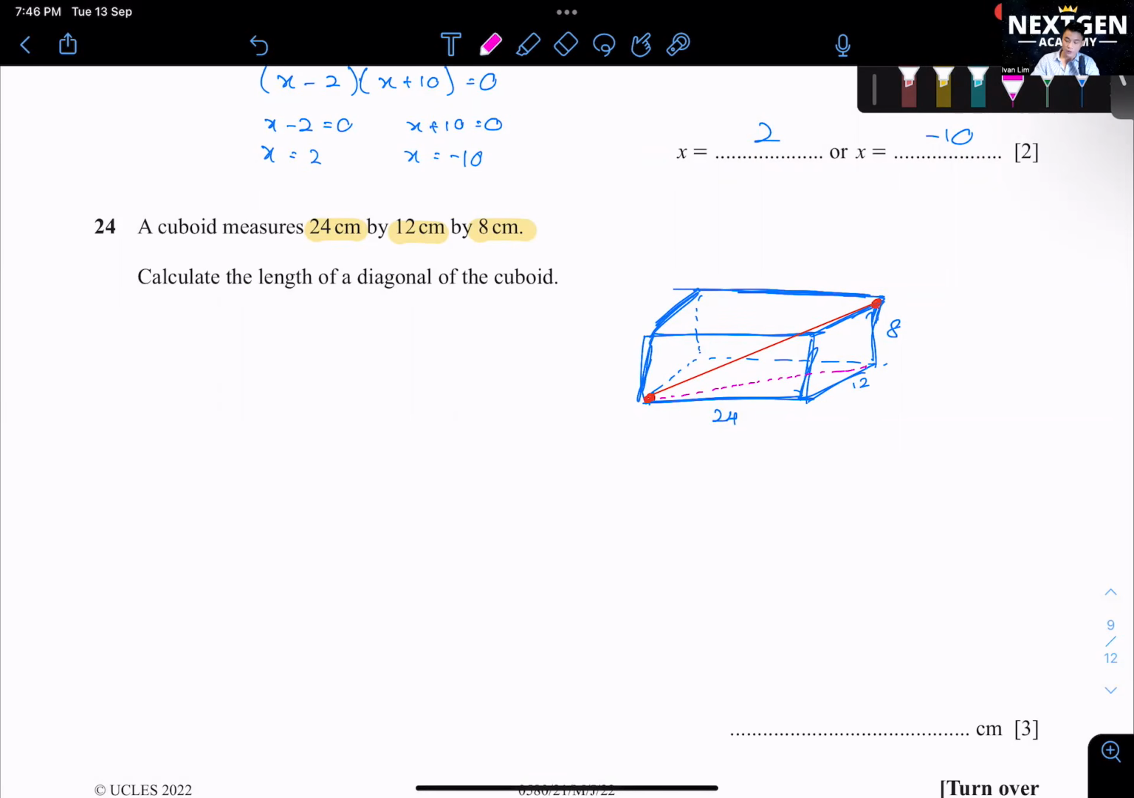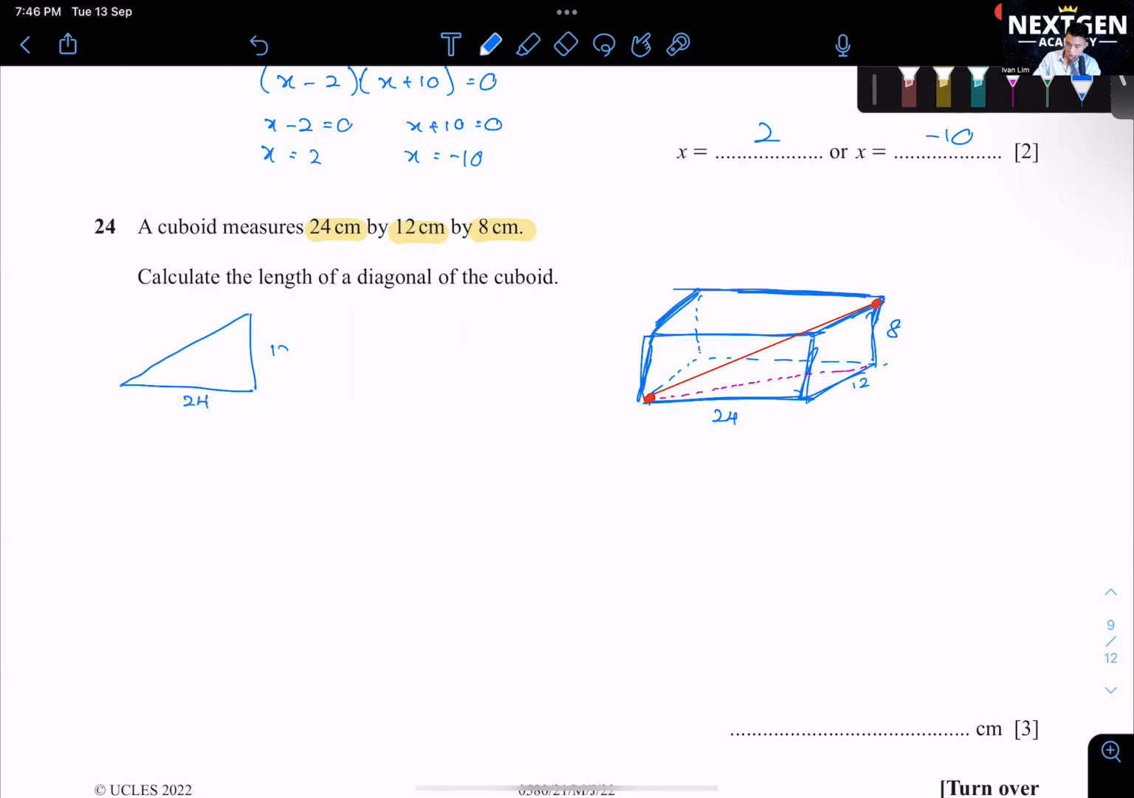You need to find a right-angled triangle, but number one, you need to find the diagonal at the bottom first. The answer scheme I gave you has slightly different working from this, but your final answer will be the same. So what I want you to do is find the base one first. Okay, so like this.